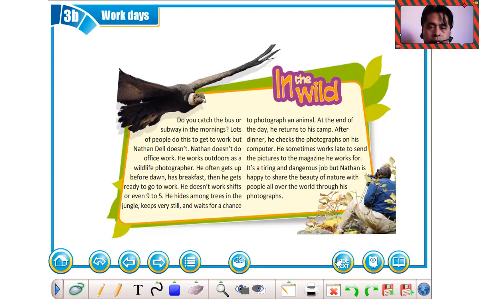Okay, then we're going to try to identify these negative forms, negative in questions. So let's see, I think this is going to work. Let me see which one I can use. I think this works. Okay. It says, do you catch the bus or subway in the mornings? Over here we have our first simple present question. It's not working this one. I'm going to try with another one.